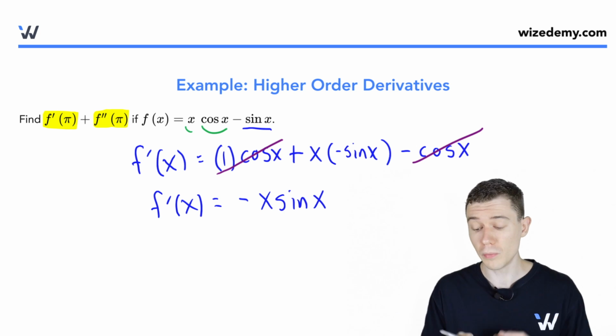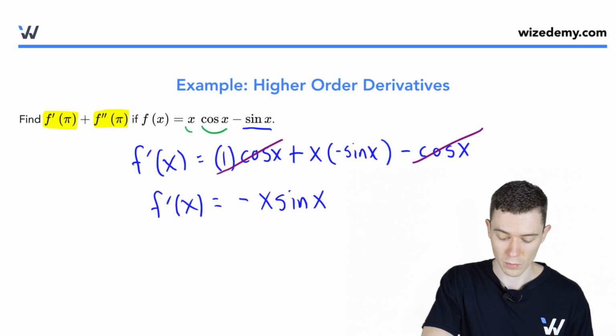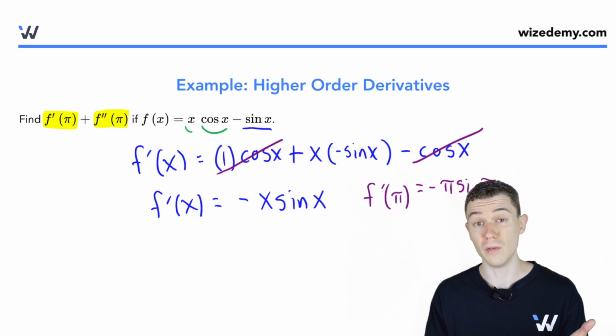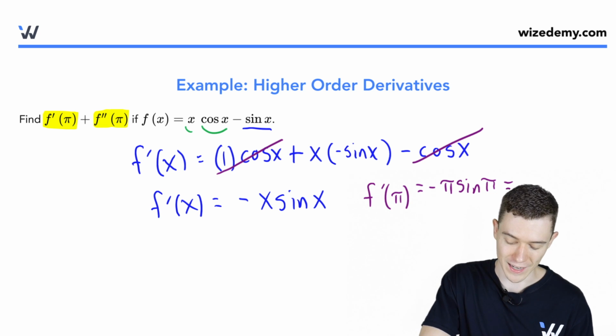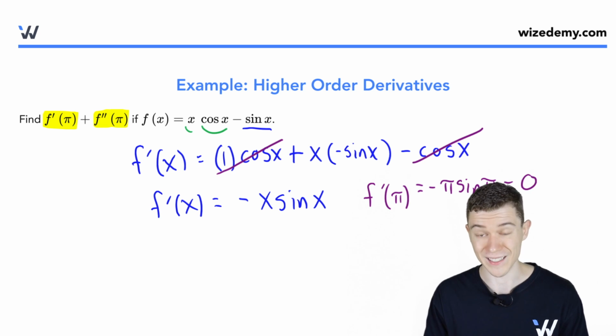If we want, we could plug in pi right now. We know we want f prime of pi. So this would just be minus pi sine pi. And we know from the unit circle, sine of pi is 0. So not very exciting here. Our first derivative at pi is 0.